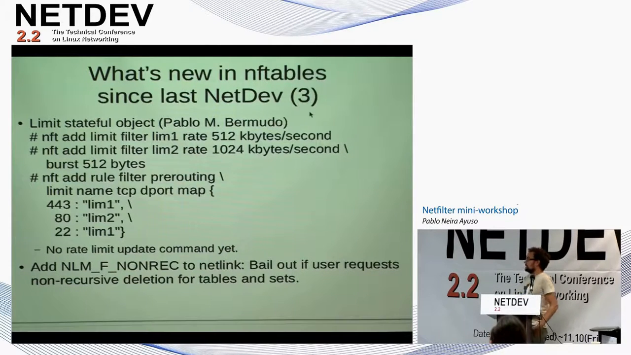So the rule there is adding a rule at the table filter chain for routing. And you have limit name, and the name is going to be selected based on what we look up from the map. The key to look up for the limit that we're going to apply is based on the TCP destination port. So in case the packet is going to TCP destination port 443, we apply the limit lim one. Okay.